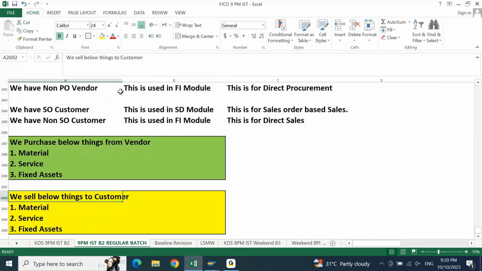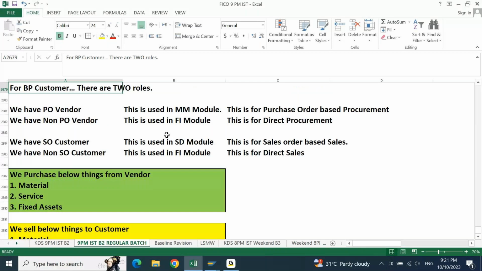So whenever you're talking about procurement, we are talking about purchases. You can purchase a material from a vendor, you can purchase a service from a vendor, you can purchase a fixed asset from a vendor. Similarly, when you're selling to a customer, you can sell the same thing. You can sell a material to a customer, you can sell services to your customer, you can also sell a fixed asset to a customer. Now these sales and purchases are handled in the MM module, SD module, FI module respectively.